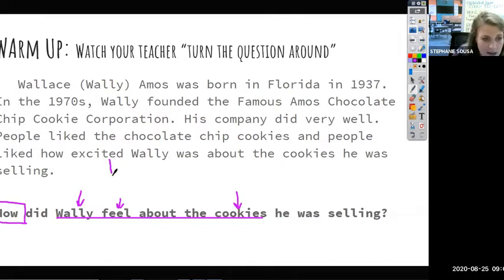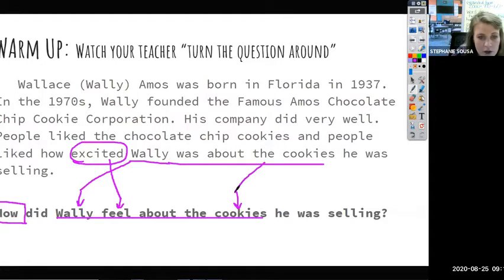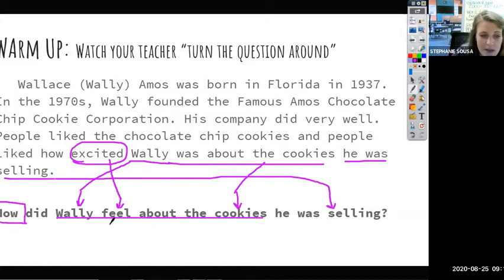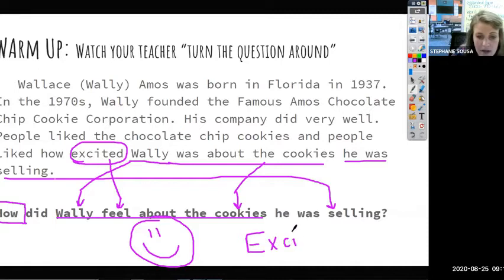Ooh, look at that. Excited, that's a feeling word. Excited, and look, it's about Wally, and there's Wally. And it was about the cookies. Look, the cookies, and even more, he was selling. Look at the end part of our question. He was selling. Do you see that? These clue words are very, very helpful. Okay, they help us because they match in the text. So how did Wally feel about the cookies he was selling? Right here we have our answer. Excited. He felt excited. Okay, very good.